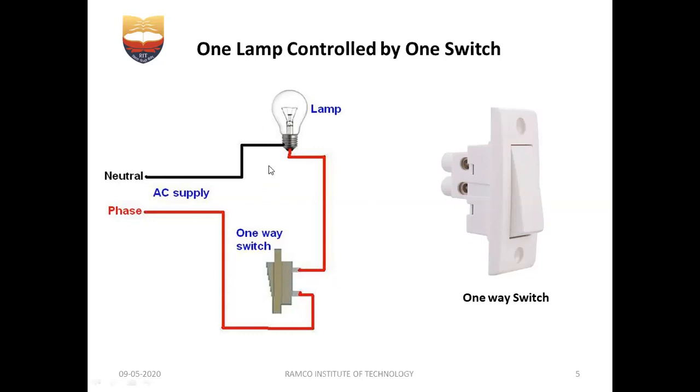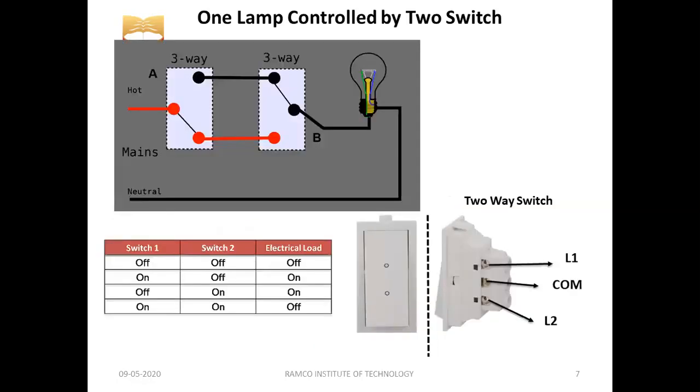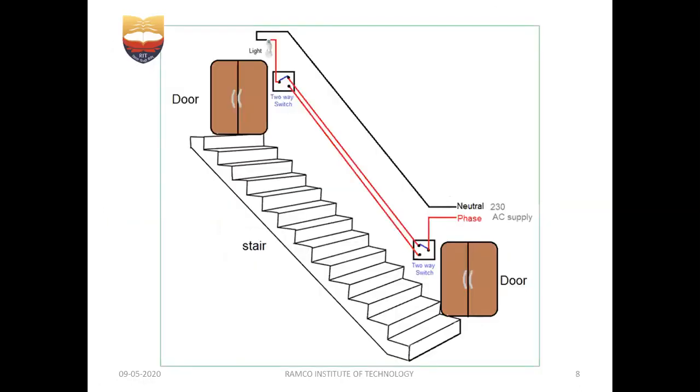Then we have one more circuit called one load controlled by two switches, right? There are some cases. If you take our staircase, we have one lamp at the top of the staircase. See here, one compact fluorescent lamp, CFL lamp, is here, right? We need to operate this lamp either from the top of the staircase or at the bottom of the staircase, right? So we should control that lamp either at the bottom side or at the top side.